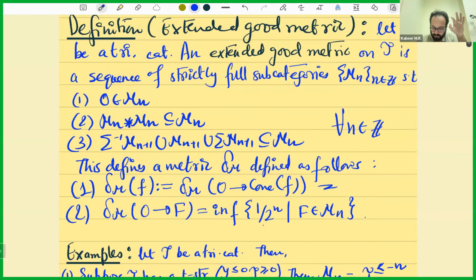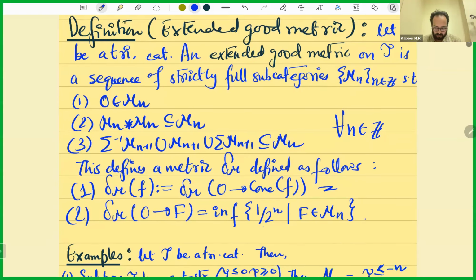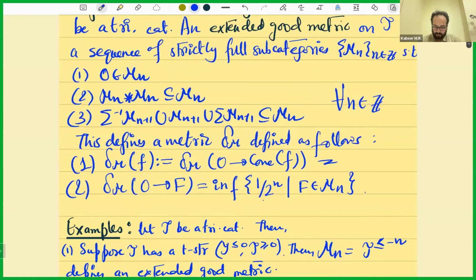So this is the technical definition of an extended good metric, for people who have seen the notion of a good metric defined by Neeman before. So Neeman was the one who came up with the notion of a good metric. And the only difference between that definition and this is that we are taking these categories indexed over the integers instead of indexed over the natural numbers. So it's not a serious difference.